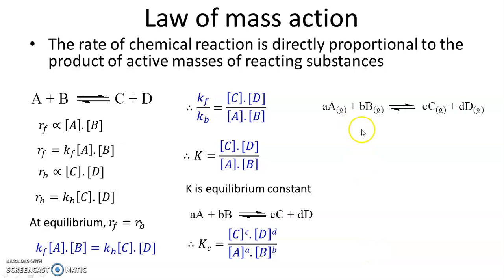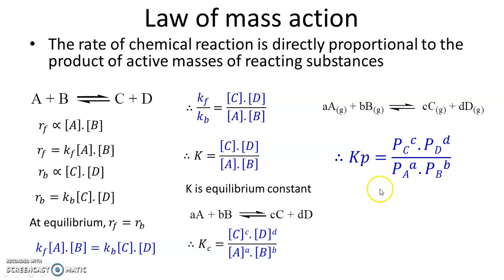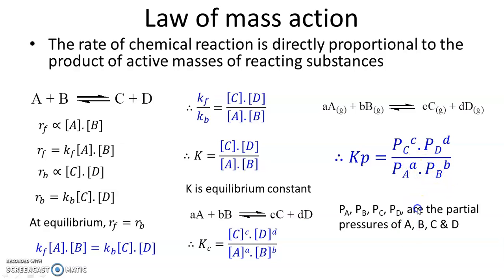Now consider the gas phase reaction, that is a moles of A gas combines with b moles of B gas to form c moles of C gas plus d moles of D gas. For a gas phase reaction, or if reactants and products are in the gaseous phase, then K is expressed in terms of partial pressures, and therefore Kp, the equilibrium constant for the gas phase reaction, is equal to Pc raised to c, that is the partial pressure of C raised to c, upon Pd raised to d, that is the partial pressure of D raised to d, upon Pa raised to a, Pb raised to b, where Pa, Pb, Pc, Pd are the partial pressures of A, B, C, D respectively. So this is the law of mass action.